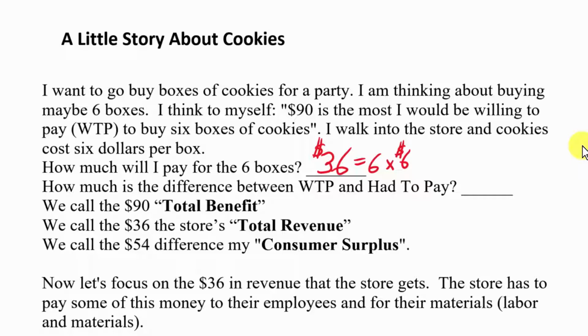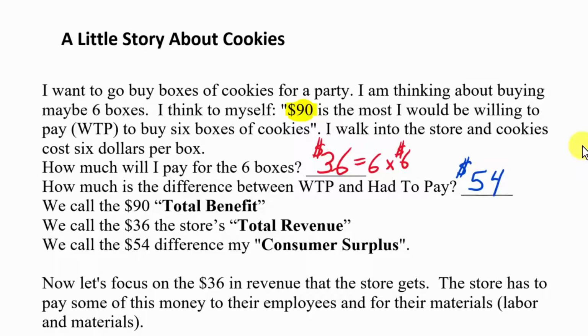What is the difference between the most I was willing to pay and how much I actually had to pay to get these boxes of cookies? Well, I said that I was willing to pay $90, and I said that I had to pay $36, so what's the difference? 90 minus 36. $54. Right, so $54 is the difference between what I was willing to shell out and what I actually had to shell out.